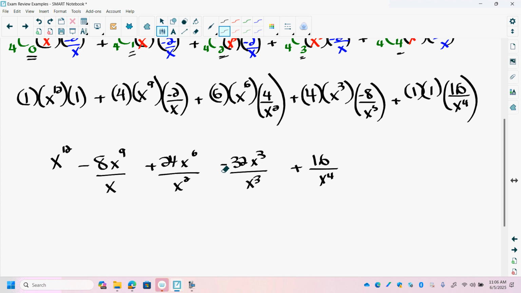How can I clean this up? What's the rule when you divide powers with the same base? Right, I would write my base down, x, and I would subtract the exponents, 9 minus 1, to get 8. This is going to be 24 x to the what?